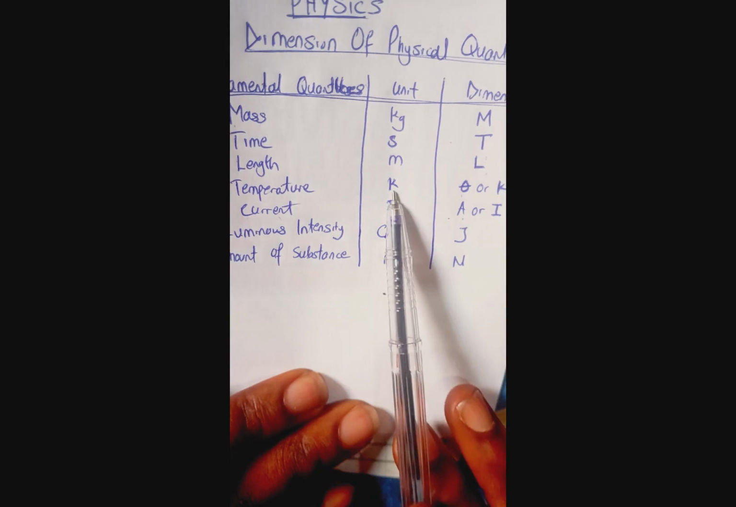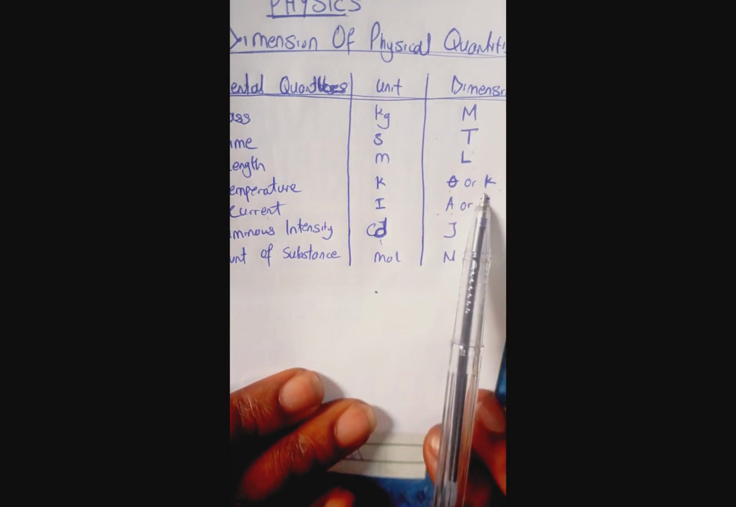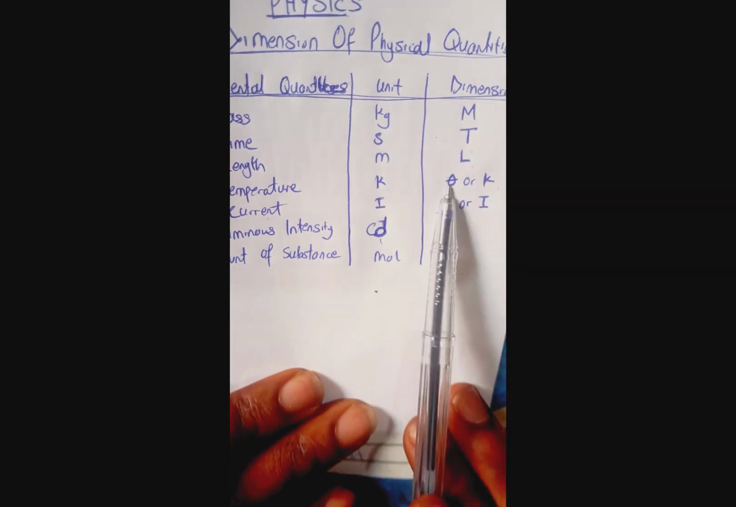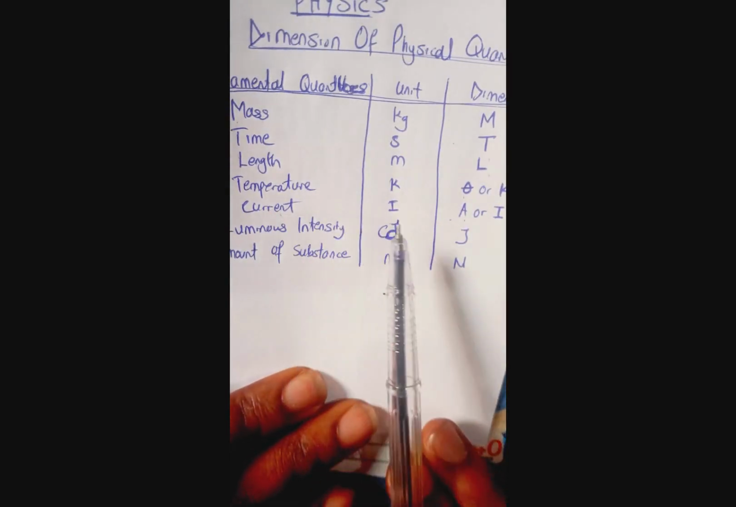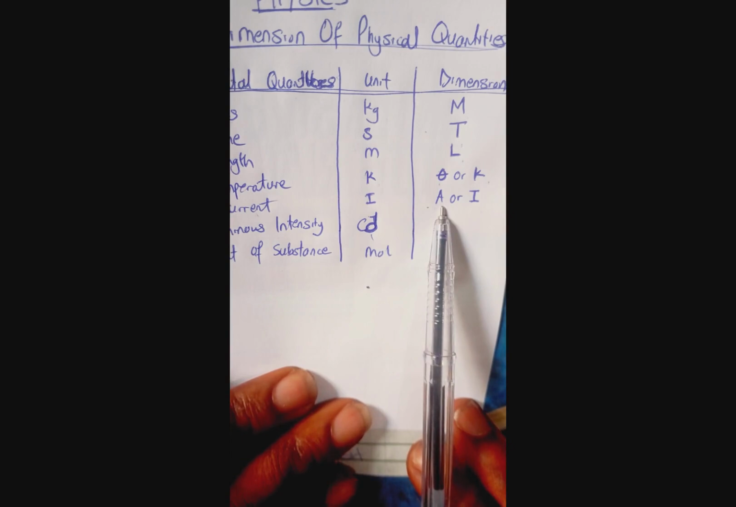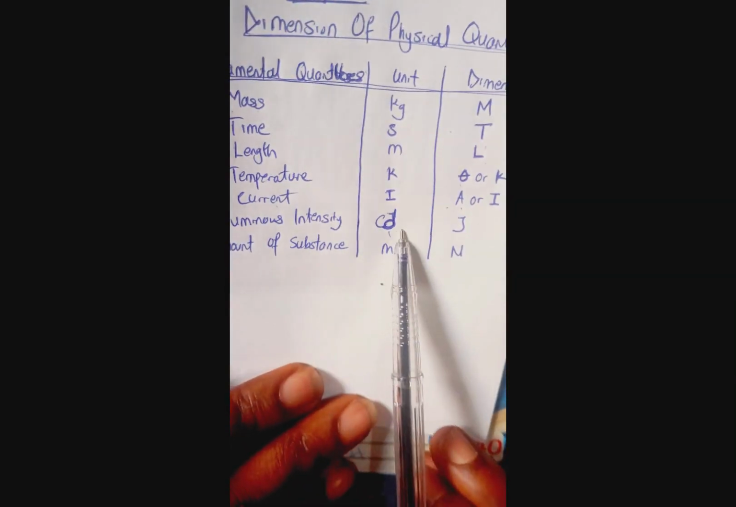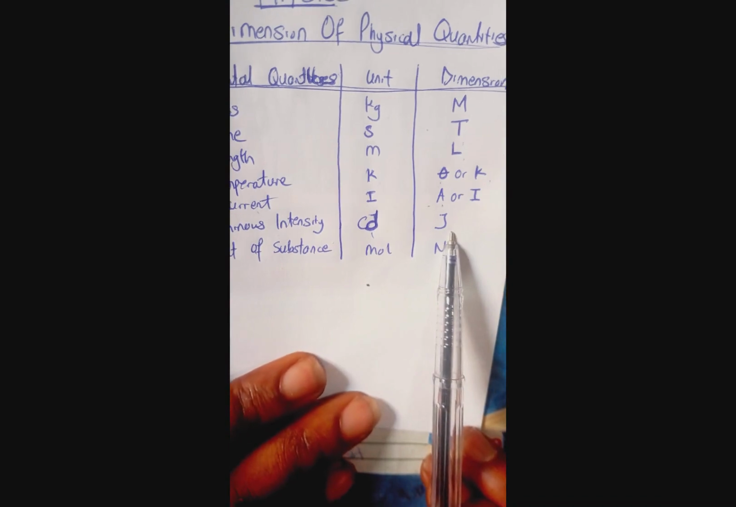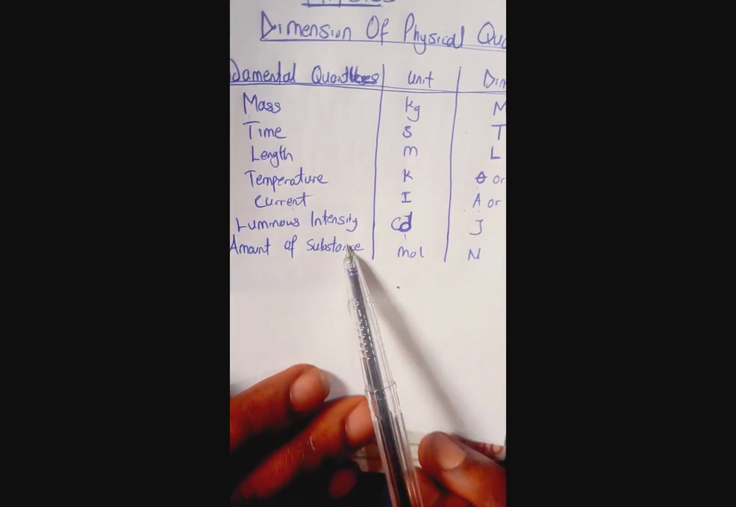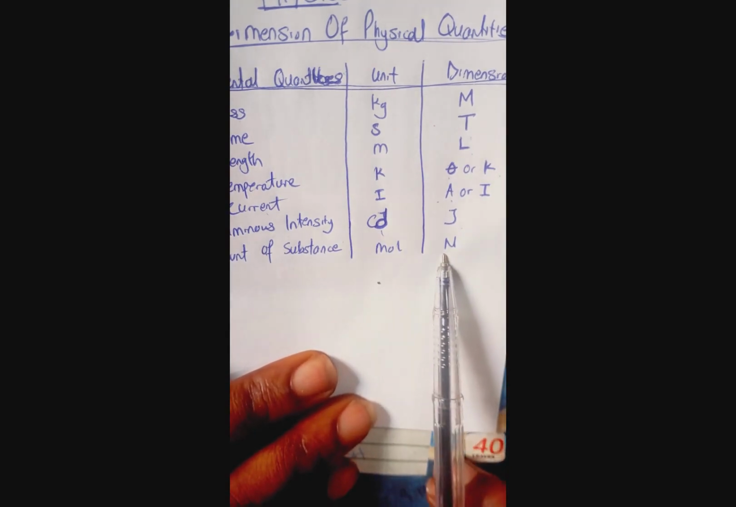Length, that is L. But when we get to temperature, temperature is measured in Kelvin. So we don't use T because we have already used T for time. So we use theta. Some people use K, uppercase K, but theta is more common. Now for current, current is measured in ampere. So we don't use C for current, we use A, the first letter of ampere, in uppercase, while some people use capital I, but I prefer A. Then for luminous intensity, which is measured in candela, we use J for the dimension. Then for amount of substance, which is measured in mole, we use N, that is number of moles, we use uppercase N to denote the dimension.